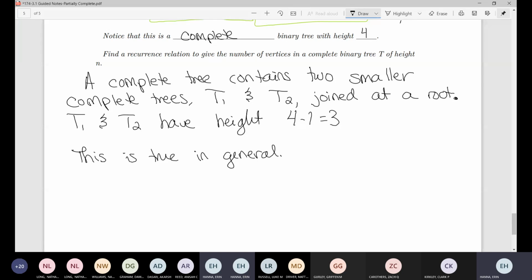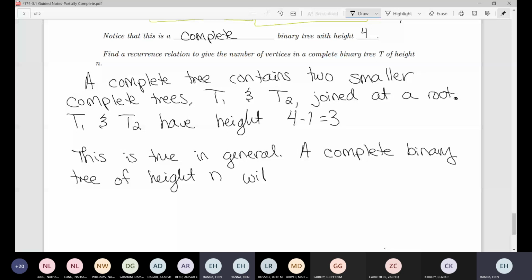So a complete binary tree, if I want to write this out kind of in generality, so a complete binary tree of height n will have two smaller trees of height n minus 1.